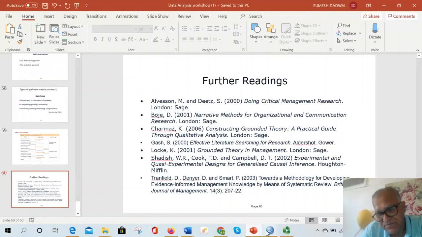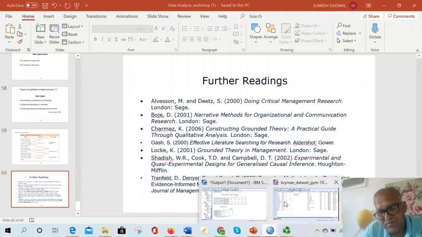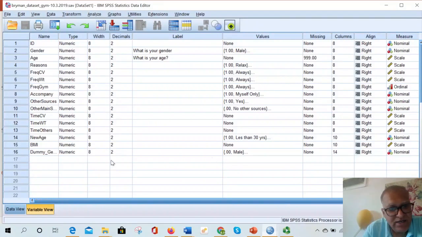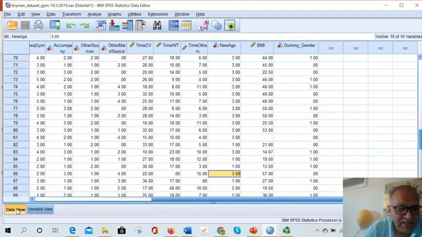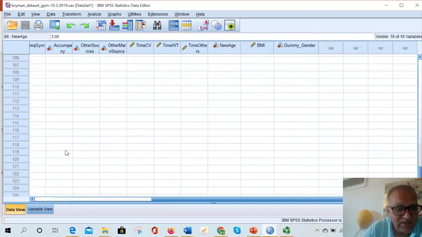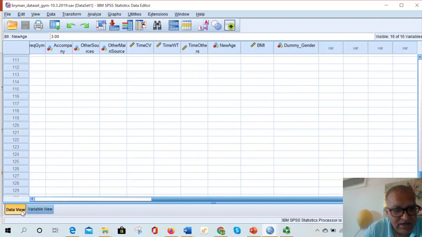Now coming back to SPSS, as we said. So here is our data in SPSS. First I'll show how the data is put. In SPSS there are two views. One is known as data view. When you open it, it is quite blank. Data view and variable view.